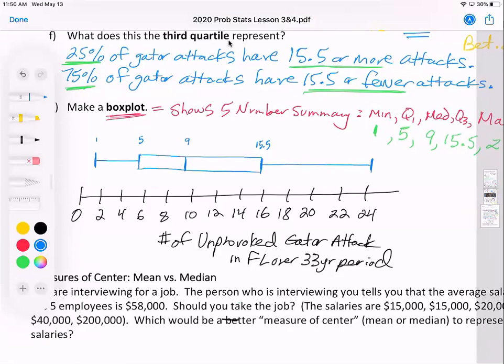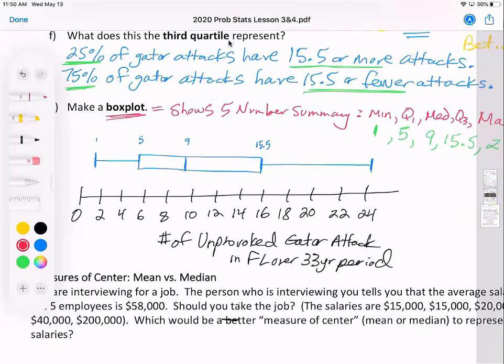This is a nice visual way of representing these. Particularly, these are really nice to use to compare multiple. Maybe you wanted to compare multiple states, South Carolina unprovoked gator attacks versus Florida unprovoked gator attacks. And it's a really nice visual to compare big data sets. But with that box plot, so probably on an assignment, you'll be provided a box plot and you'll be asked to interpret the Q1 or Q3 and things like that.